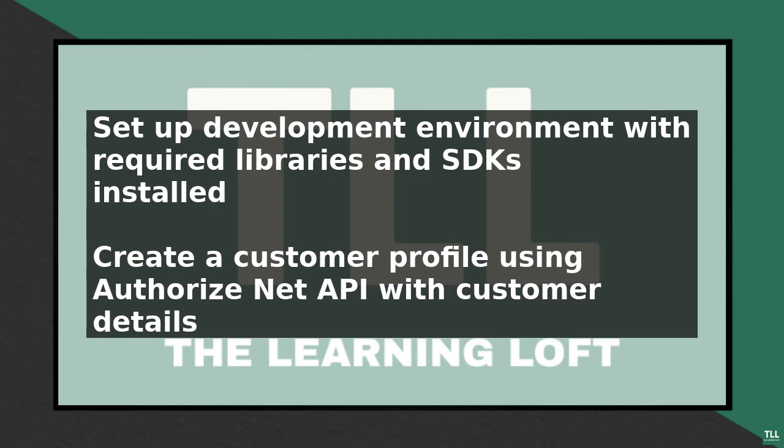Step 5. Process a transaction. To process a transaction, you will need to use the token generated in the previous step. You will also need to provide the amount of the transaction and any other relevant information, such as the invoice number or description.